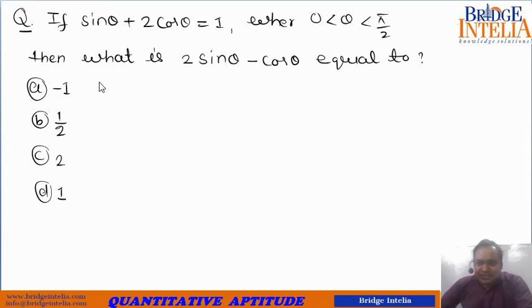So dear students, the question is sin theta plus 2 cos theta is equal to 1. And we already know that the value of theta is between 0 and 90 degrees, and based on that we are asked to find what will be the value of this expression. Now look at the options. All the 4 options are distinct and they are fixed.